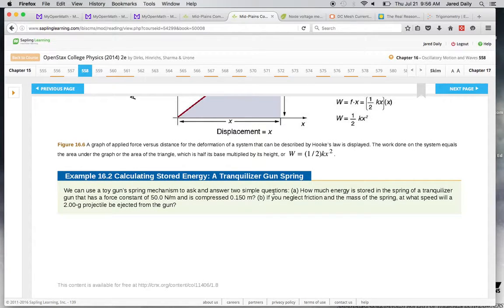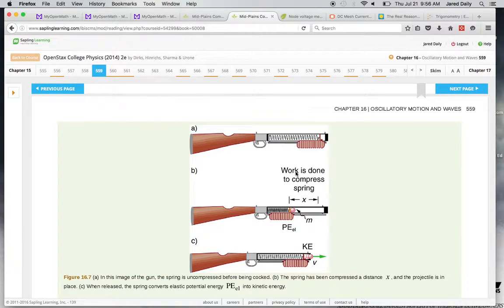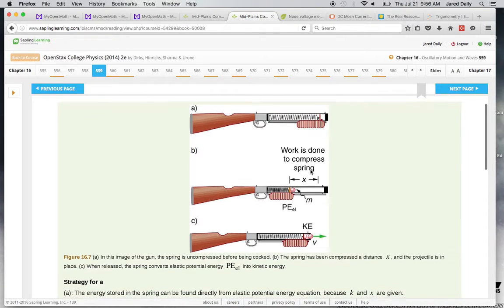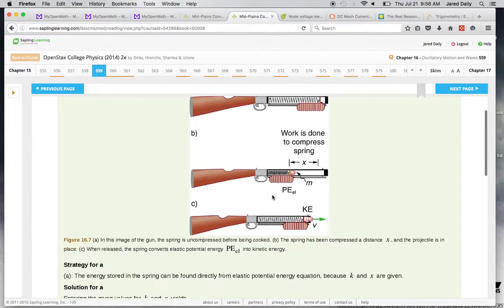So here we're going to calculate the stored energy, or the potential energy, in a spring with a force constant of 50 newtons per meter that will be compressed 1.15 meters. And then we're going to go ahead and see what kind of speed an object will get if it is launched by this spring, if that potential energy is turned into kinetic energy. So here's the picture of it, the spring. It's inside of this little spring gun.